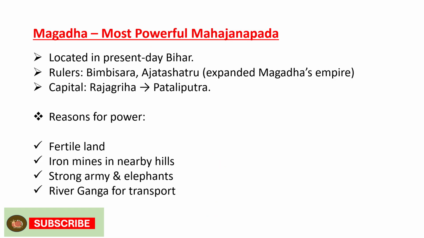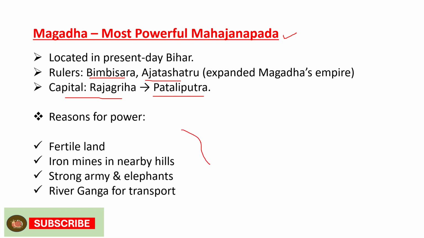We already discussed the Mahajanapadas. Among them, Magadha was the most powerful Mahajanapada. It was located in present-day Bihar. The popular rulers of Magadha were Bimbisara and Ajatashatru. They expanded the Magadha Empire. The capital city of Magadha was Rajagraha, and Pataliputra was also a capital city of Magadha.